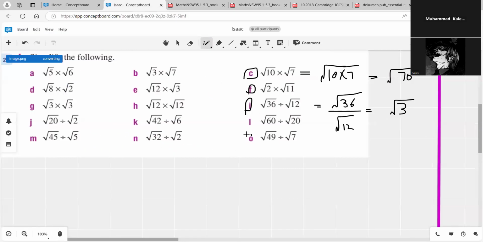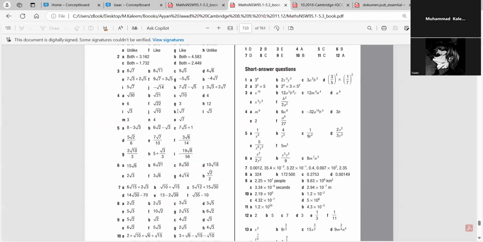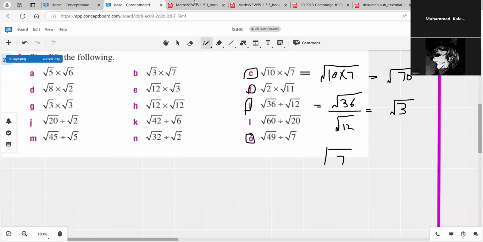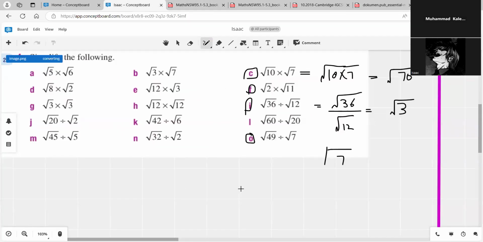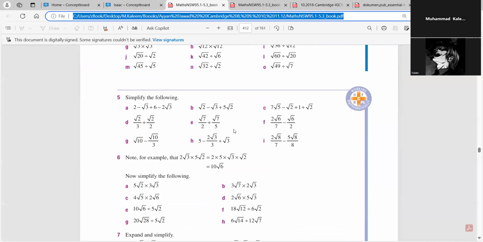Okay, you need to solve this one. Square root 7. Yes. So what will be the final answer then? Root 7. Yes, it is. You can see here, we solved the O part of question number 4. That's the right answer. And I am just downloading your book, so we will do the stuff from your book.